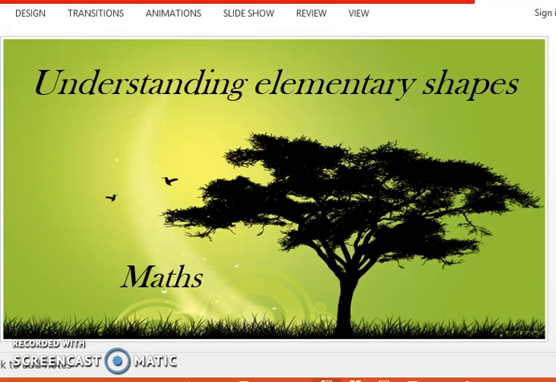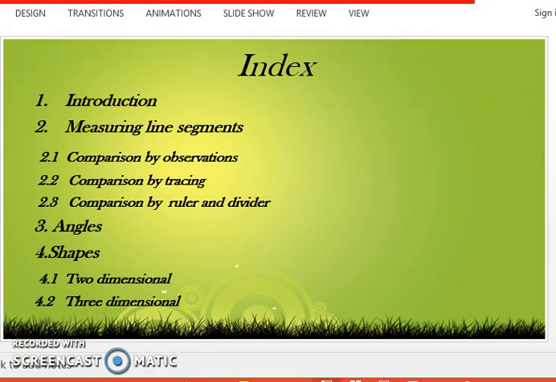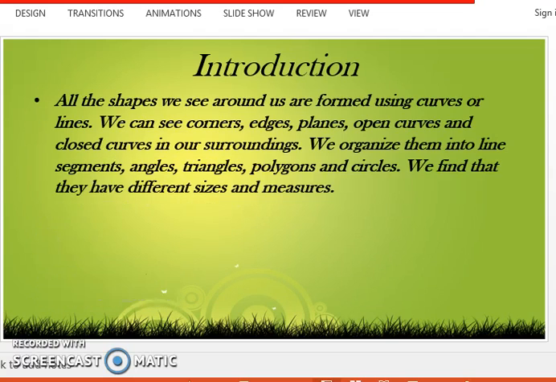Good morning class. Today we will study understanding elementary shapes, which is chapter number 5 of the class 6 mathematics NCERT book. In this chapter we will study the introduction, and how to measure a line segment through comparison by observation, comparing by tracing, and comparing by ruler and divider. We will also study what angles and shapes are. In shapes, specifically, we will deal with 2-dimensional and 3-dimensional shapes.